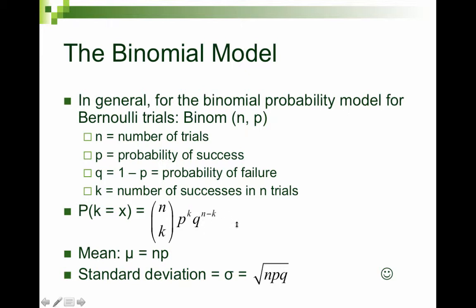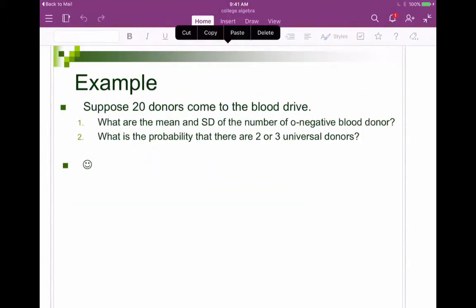To calculate the mean for a binomial model, it's going to be n times p. And the mean would calculate on average how many successes you would have in that many number of trials. And then the standard deviation is the square root of npq. All three of these formulas will be given to you for your test because they're given to you on the AP test. For example, suppose that 20 donors come to the blood drive.